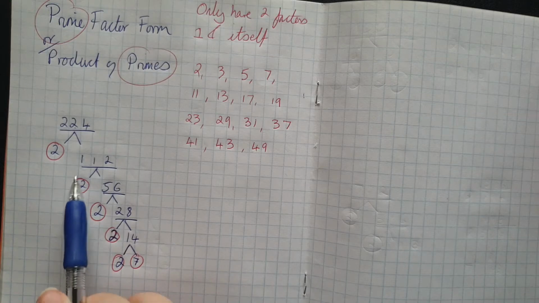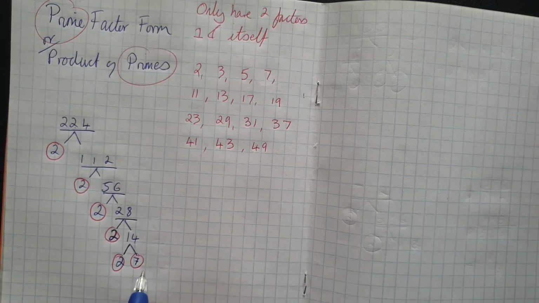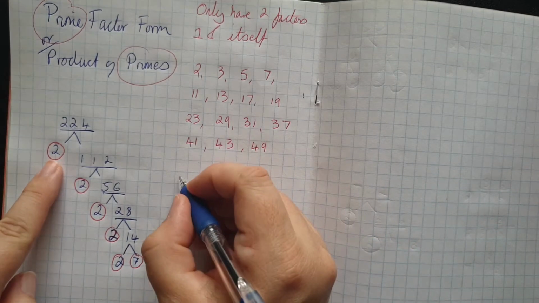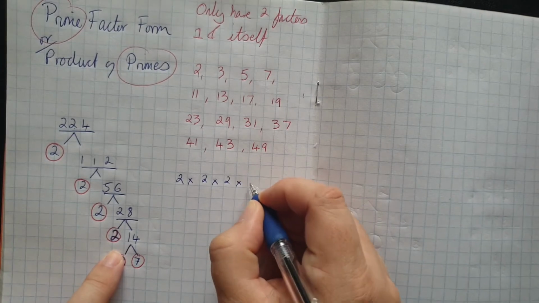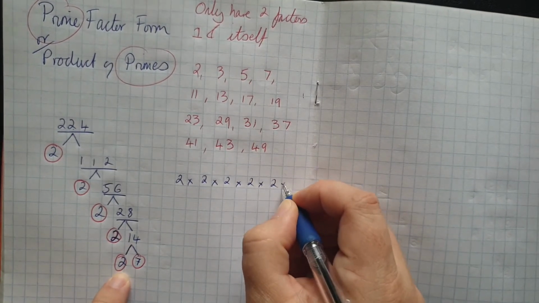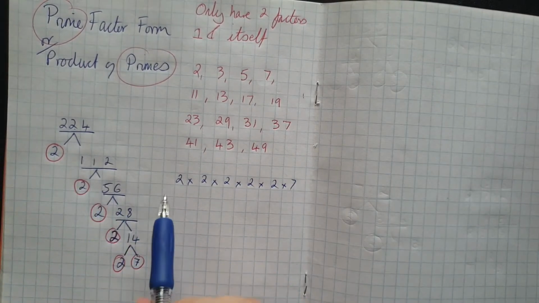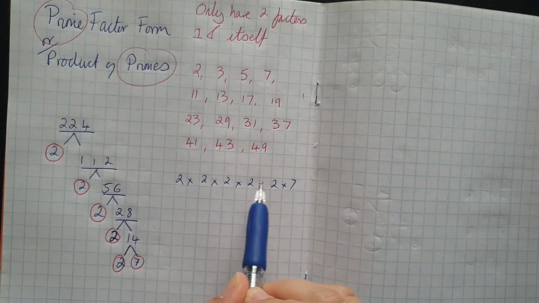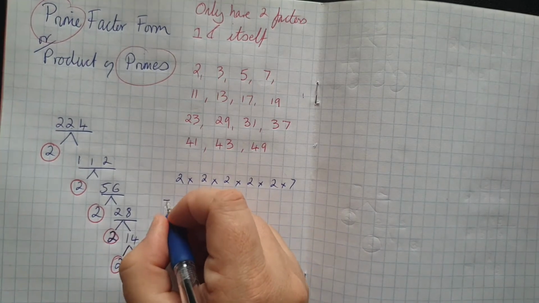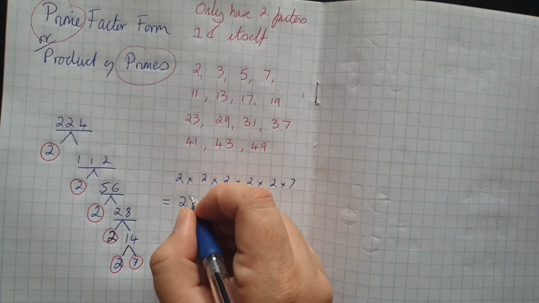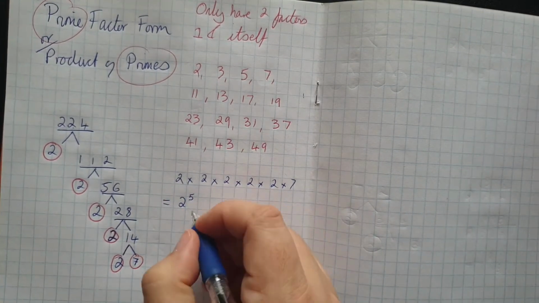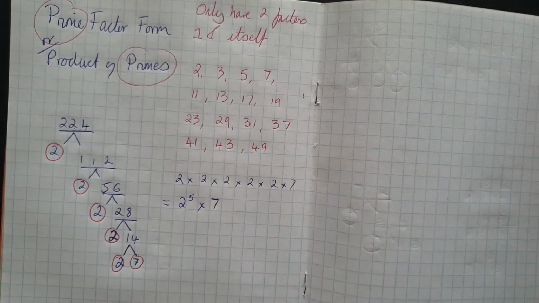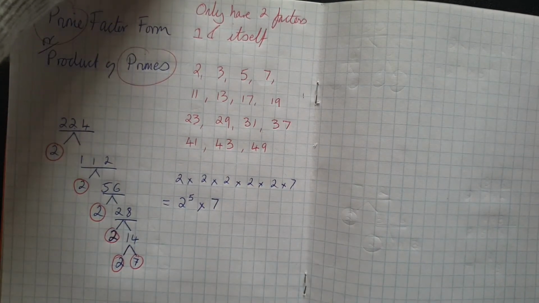So we've got 2 times 2 times 2 times 2 times 2 times 7 gives us 224. There are in fact 1, 2, 3, 4, 5 twos. And because we are lazy mathematicians, in order to get the full marks, we know that we're multiplying 2 by itself 5 times, multiplied by 7. There's the first example.